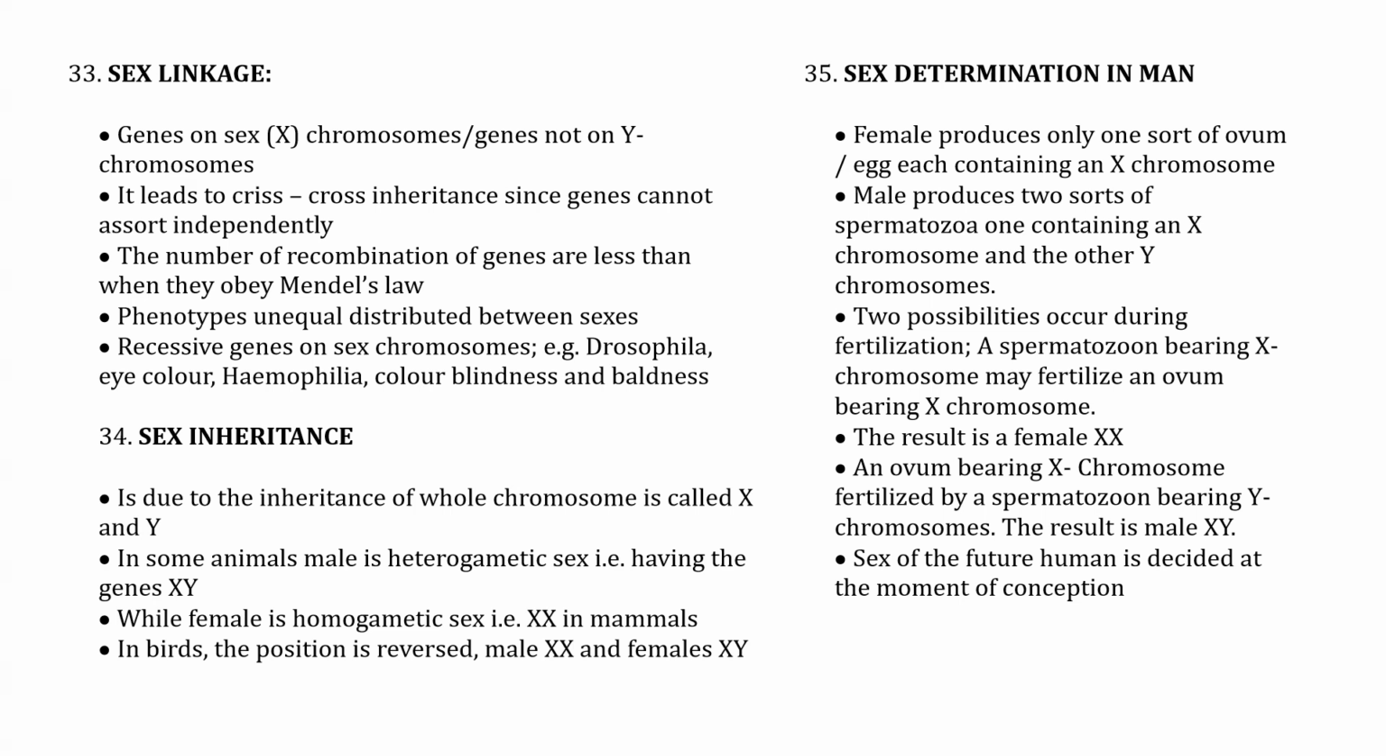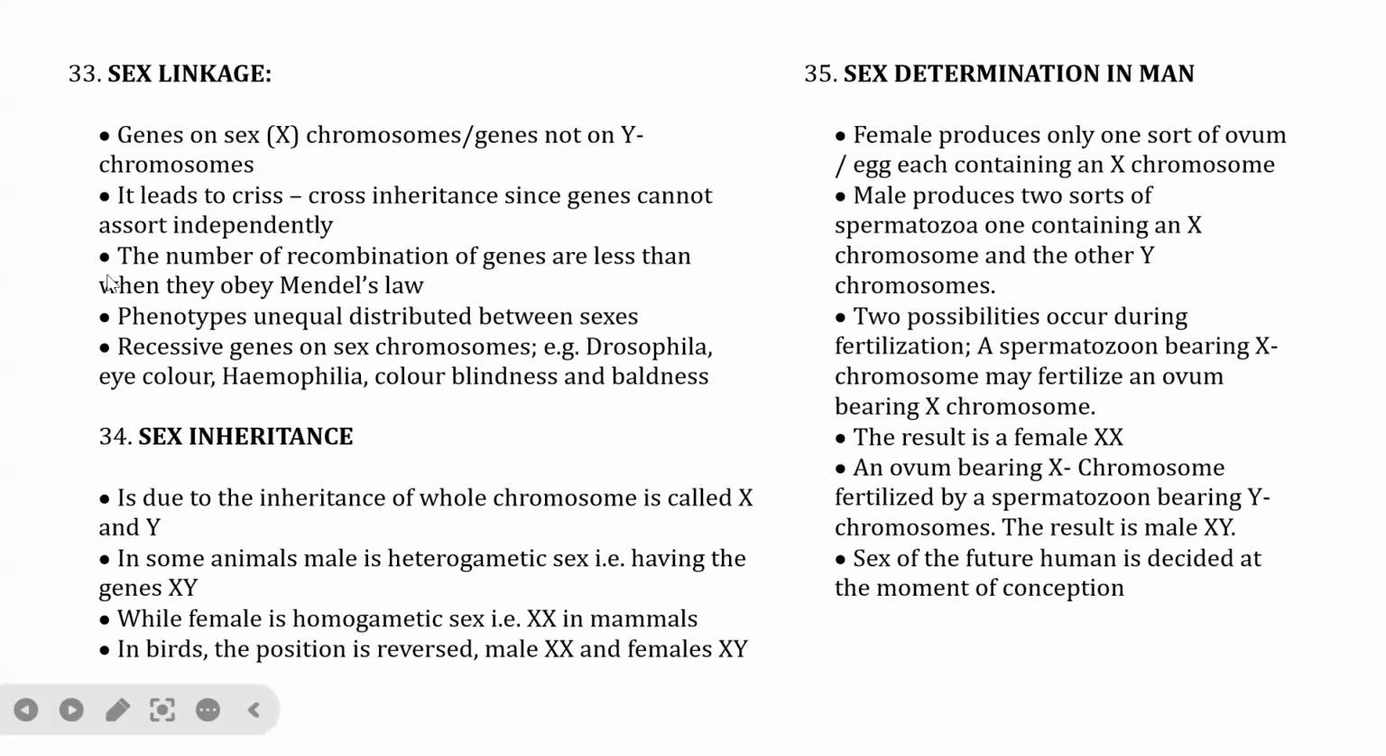So we'll talk more about that. Color blindness, baldness also. All these are sex linked, meaning you see them on the X chromosome. You cannot see them on the Y chromosome. So when we get to the crisscross, you will see how that is being done.